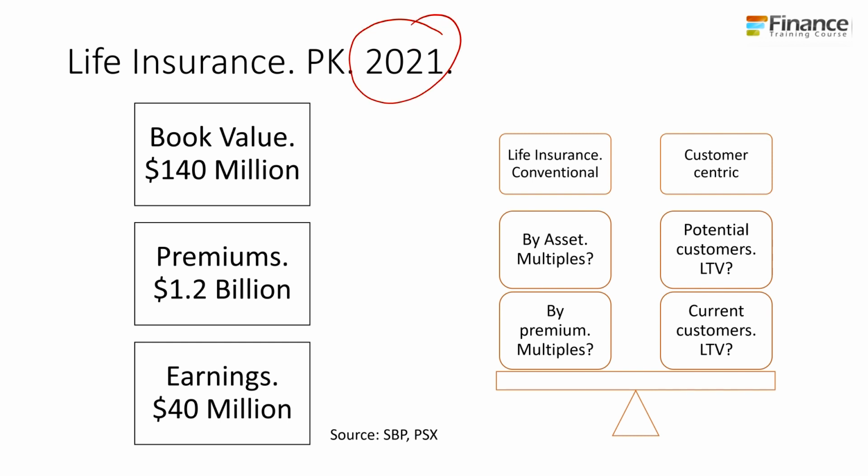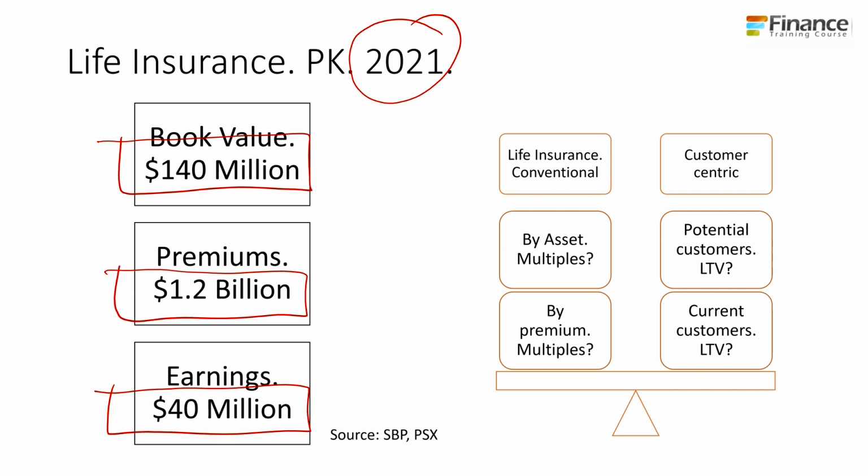Life insurance industry as of the end of 2021 had a book value of about $140 million, premiums of about $1.2 billion, and earnings of about $40 million. And these are public figures, and this is the entire industry. So if you looked at these metrics, how much do you think the insurance industry would be worth? Remember, we're not looking at one specific entity, we're looking at the entire industry.